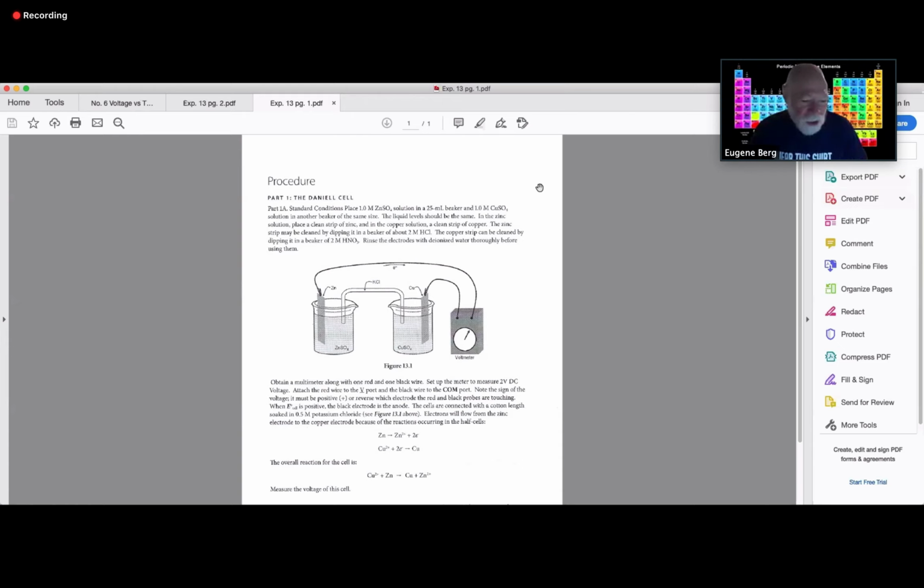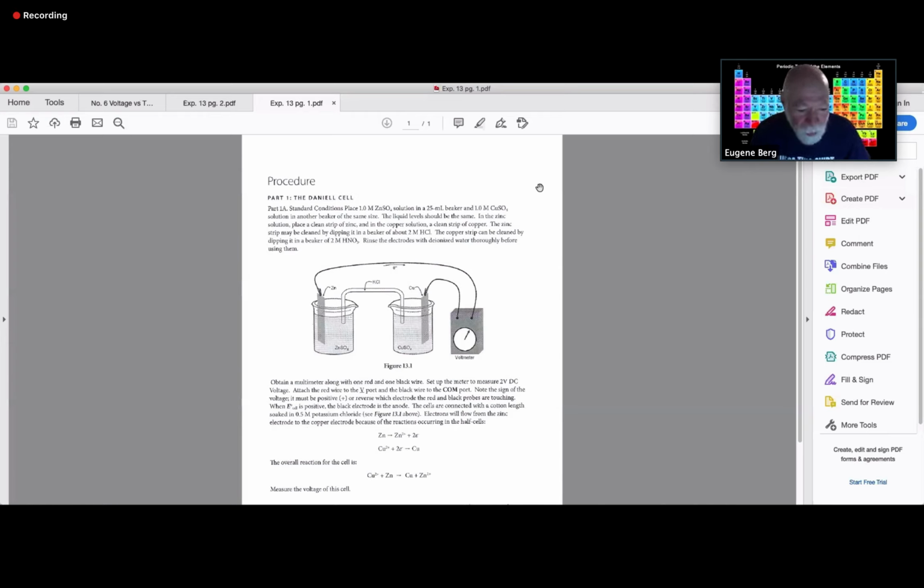Okay, this is actually the setup of the experiment you would do if you did this one in the laboratory. In one beaker, you would put some zinc sulfate, the other some copper sulfate, a strip of zinc metal in the zinc sulfate, and a strip of copper metal in the copper sulfate, and then you'd have a salt bridge between them. Actually, you'd use some thread that's been dipped in some potassium chloride, and then this would be hooked up to a voltmeter.